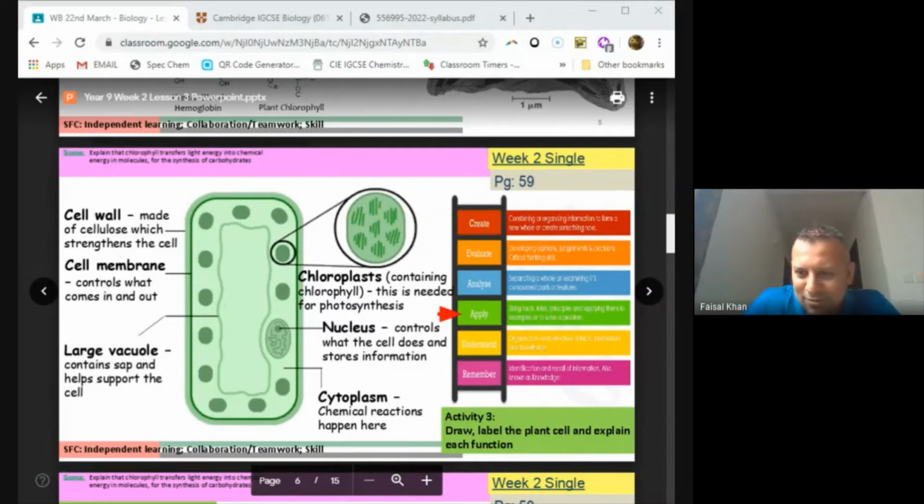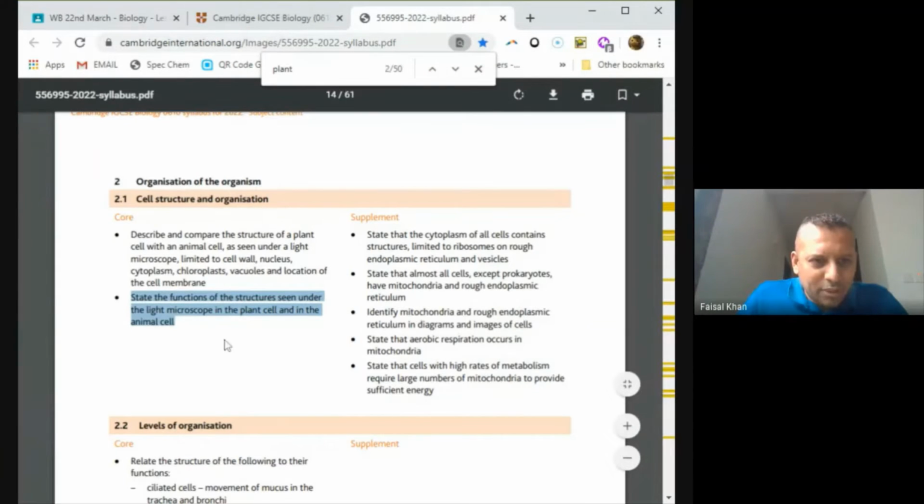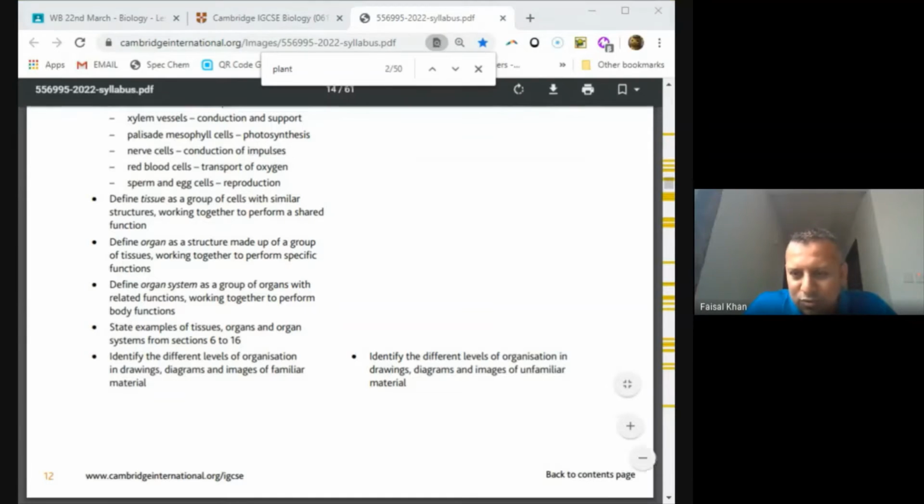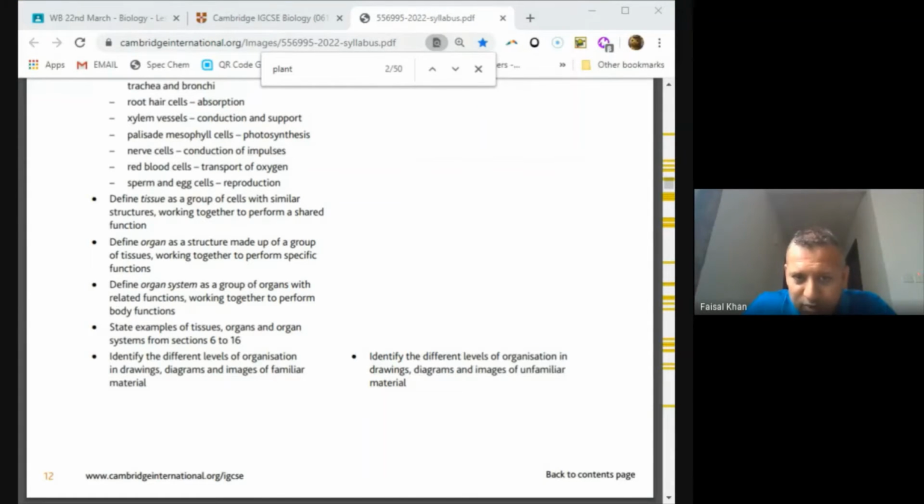Catch you soon. Okay. Do we have to draw the plant cell structure to identify the different levels of organization in drawings? Yes, you do need to. Okay, so the strict answer for your question, Bhumi, is no, but I would expect a person working at the top of GCSE to be able to do that as a skill. Does that make sense?